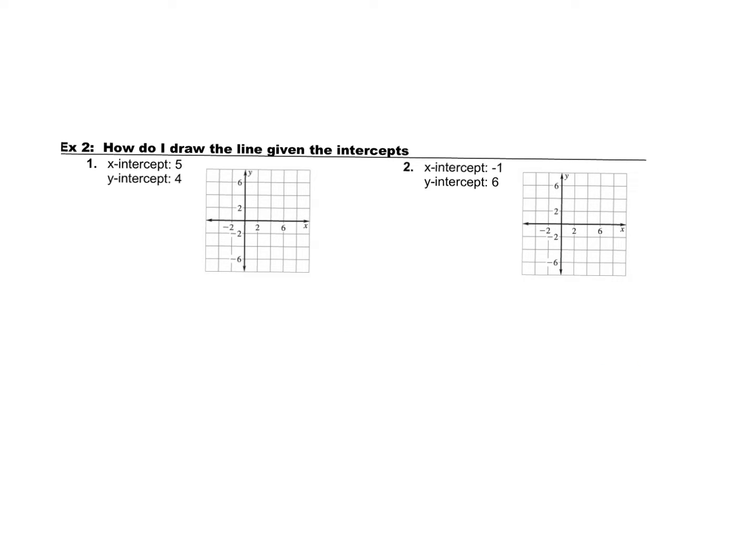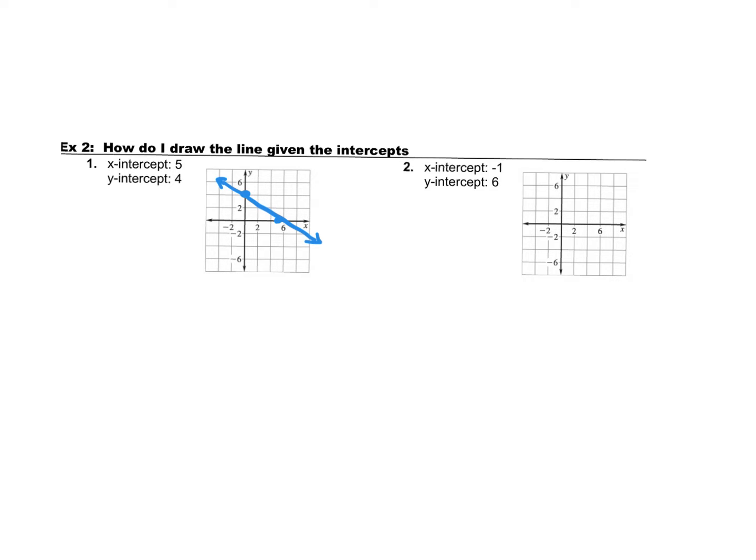All right, so then how do I draw the line given the intercepts? So let's say I'm given that the x-intercept is 5, so I would come over here and plot a 5. And the y-intercept is 4, and so I'm going to plot the 4 on the y-axis. And then we only need 2 points to graph a line. So I have 2 points here, and then I can just put my line going through those 2 points.